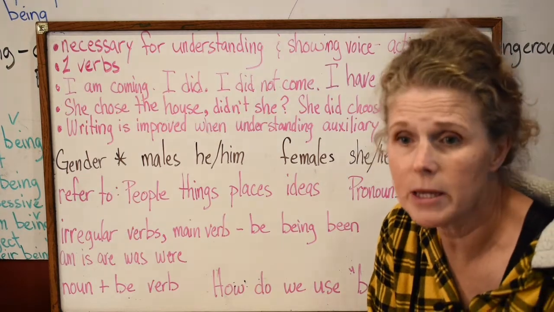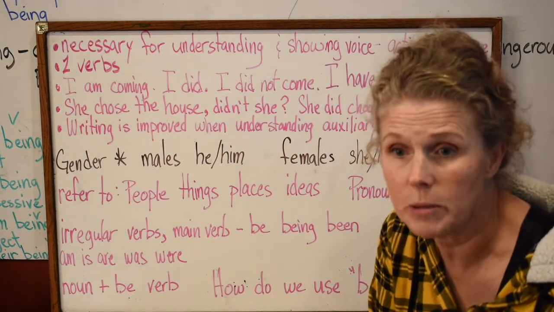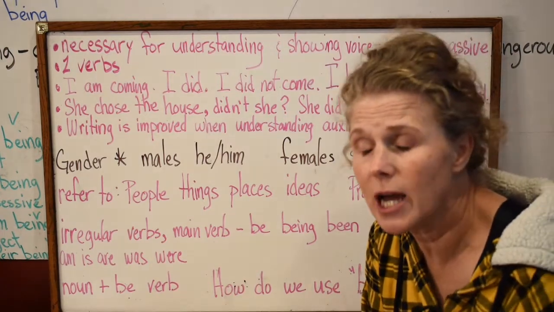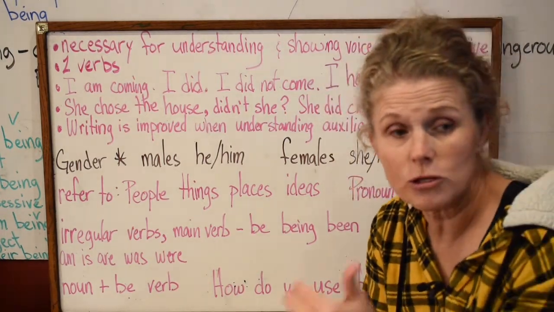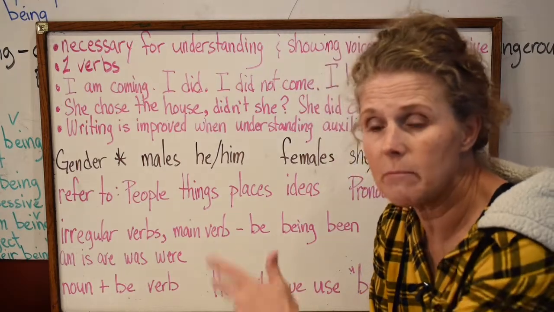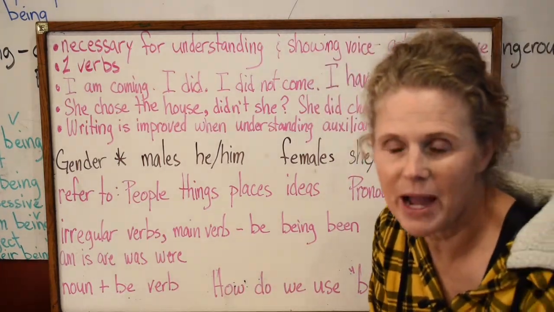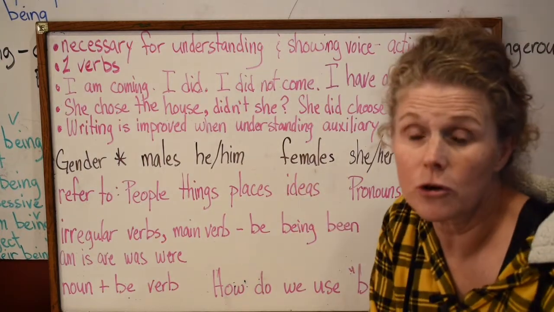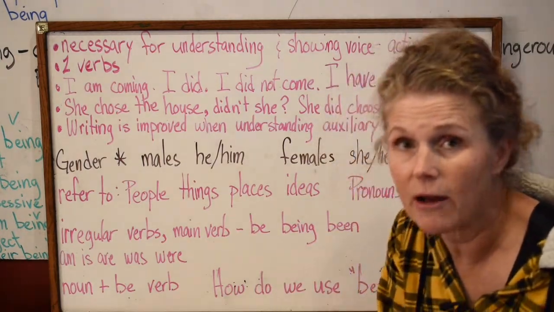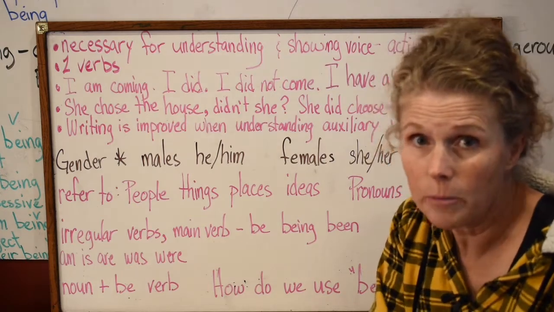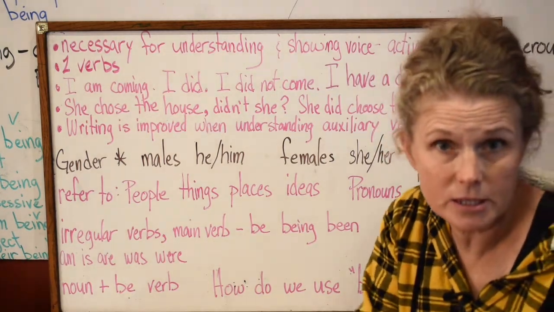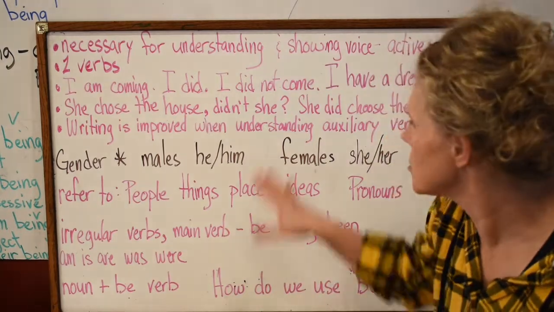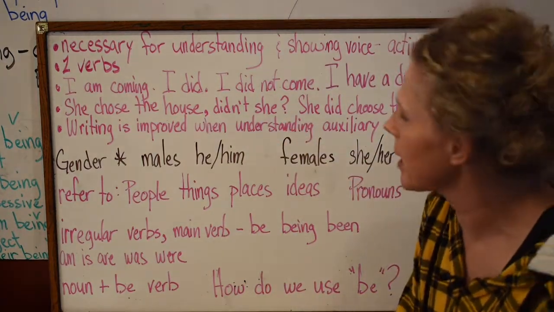What are they? Am, is, are, was, were, be, being, and been, have, has, had, do, does, did, shall, will, should, would, may, might, must, can, could. So those are all of your auxiliary verbs. Some are helping, some are linking, some are be verbs, and some are just helping verbs. So anyways, get those memorized.